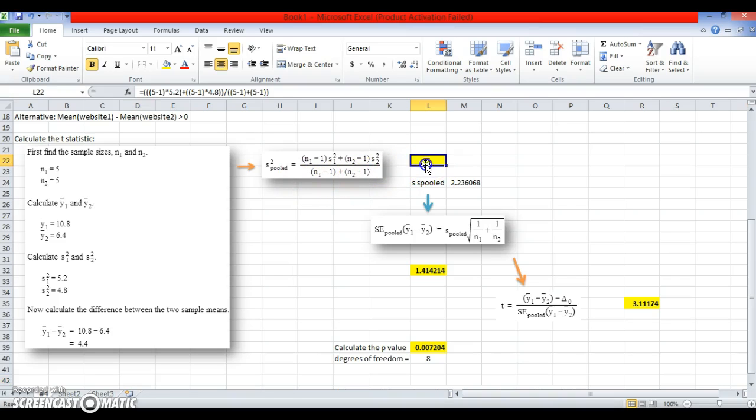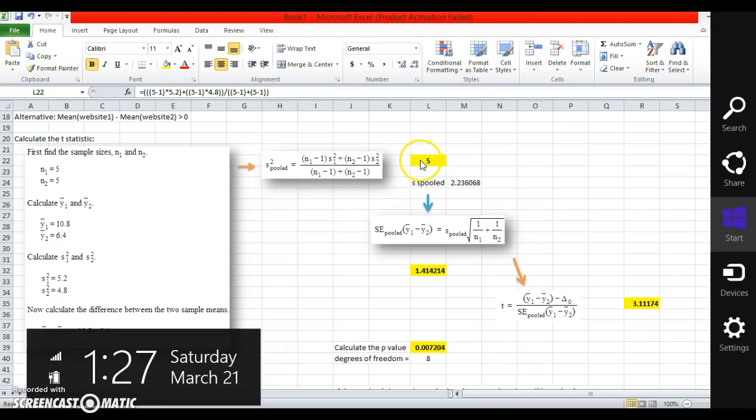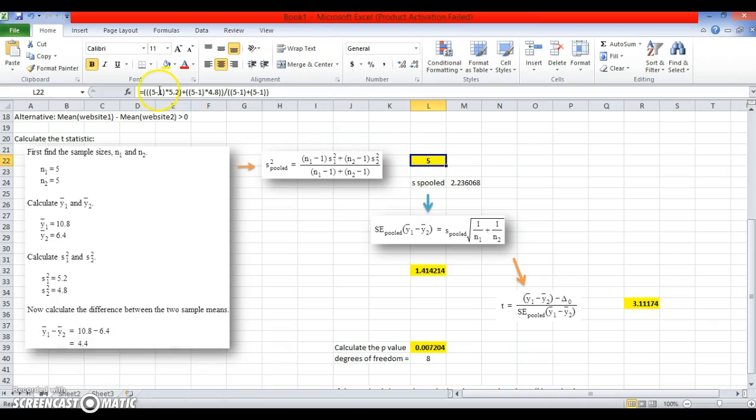And so in Excel, what this looks like is essentially that. In Excel, it is 5 minus 1 times 5.2, plus 5 minus 1 times 4.8, divided by the total of 5 minus 1 plus 5 minus 1. So what that gets you is this 2.23 value, or 2.24 rather.